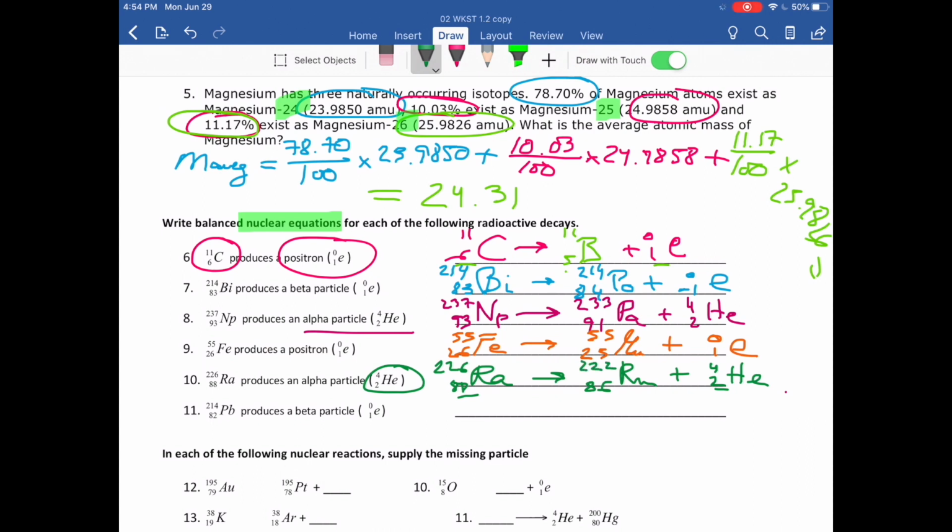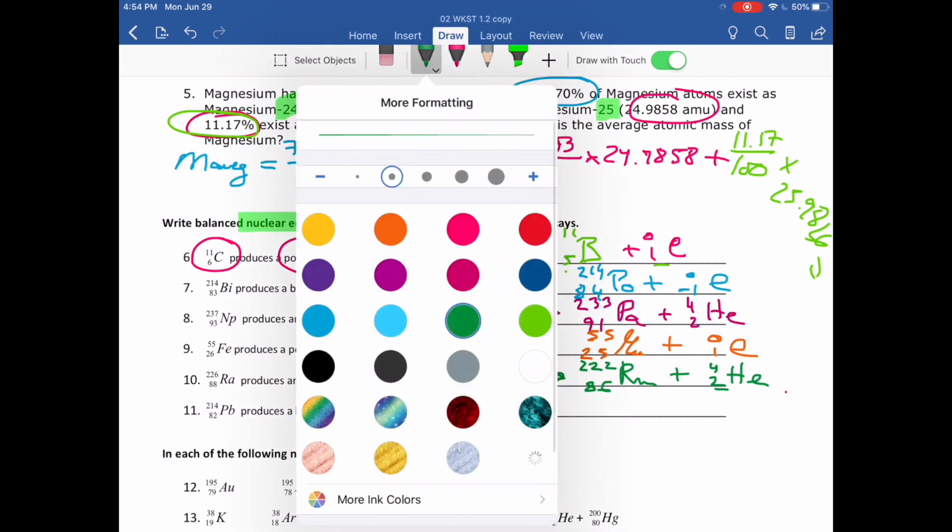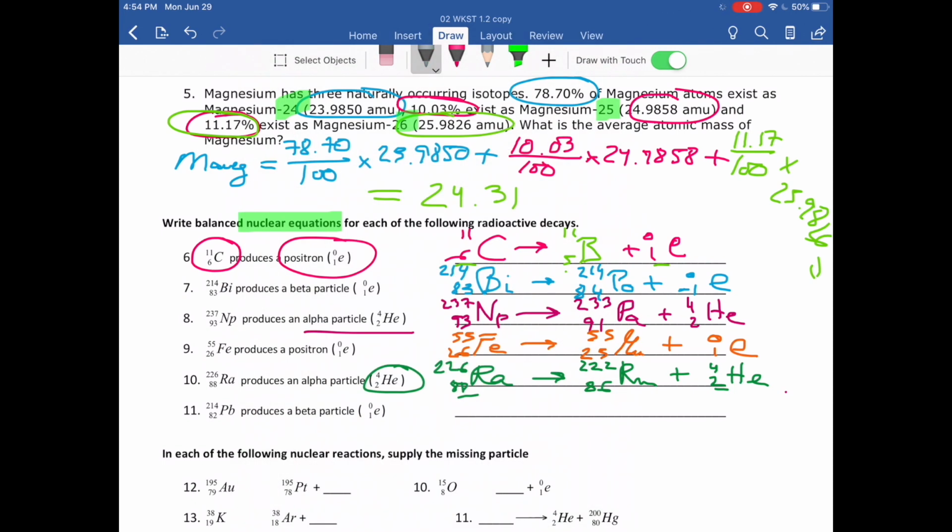222. And finally, we have lead here with a mass number of 214 and atomic number of 82 that forms a beta particle, which is a negative electron. It's an electron. Okay, so what number plus negative 1 equals 82? 83. I go to the periodic table, I find the element that has 83 as the atomic number, that's bismuth. And then the mass number plus 0, 214, so 214 stays the same. And that's how you do nuclear equations.